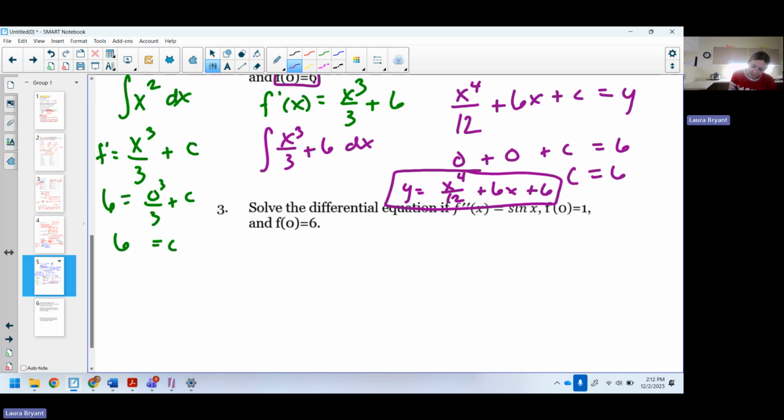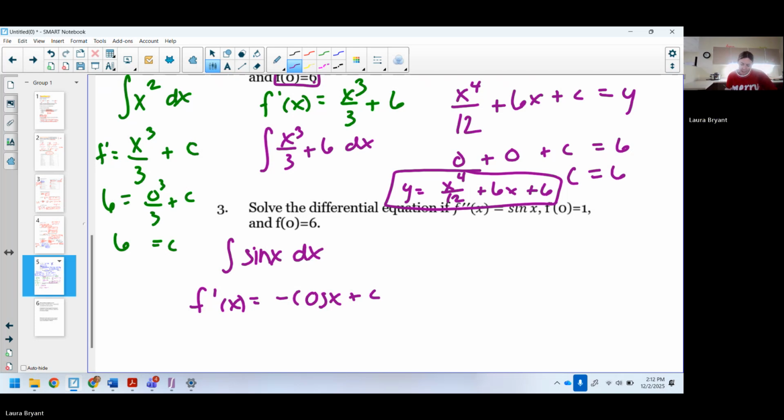And on this last one here, the second derivative is sine x. So I'm going to do the integral first to get my first derivative. Sine goes to negative cosine. And that's just a rule that the antiderivative of anything that starts with c is negative. And then I plug in the ordered pair 0, 1.